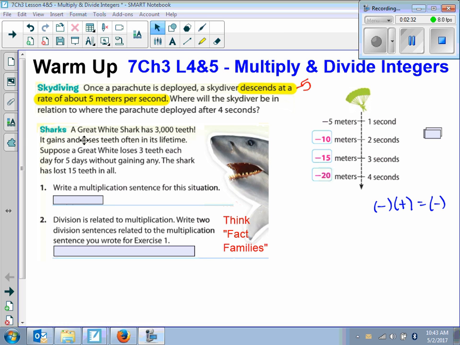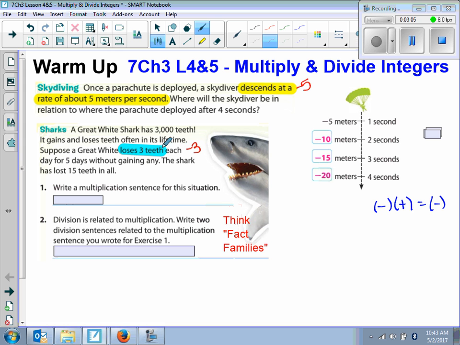Now, this one goes with the shark. It says a great white shark has 3,000 teeth. It gains and loses teeth often in its lifetime. Suppose a great white loses 3 teeth each day for 5 days without gaining any. The shark has lost 15 teeth in all. Okay, so if he loses the teeth, it says he loses 3 teeth. Is that a positive or a negative? Negative. Negative what? 3. Right, so that's going to be a negative 3.